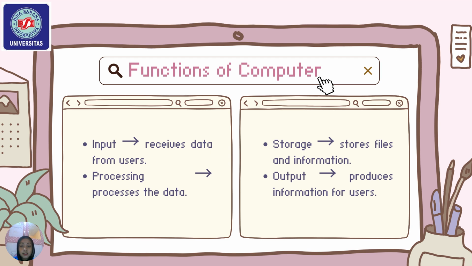So the third is storage. Storage is a computer stores data and information for future use. Storage devices include hard drives, SSD, and flash drives. So the last is output. Output is after processing, the computer produces a result to an output device such as a monitor, printer, or speaker.